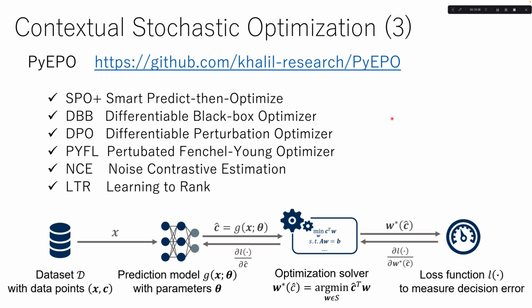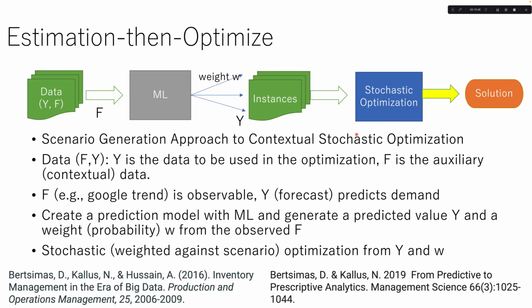Estimation then optimize has practical applications. For instance, a study conducted by Bertsimas and his team at MIT used Google Trends as context to predict CD sales, optimize inventory based on scenarios generated through machine learning, and successfully reduce inventory levels.